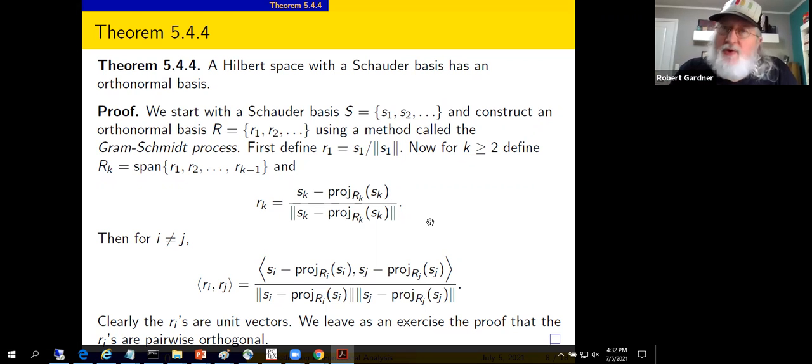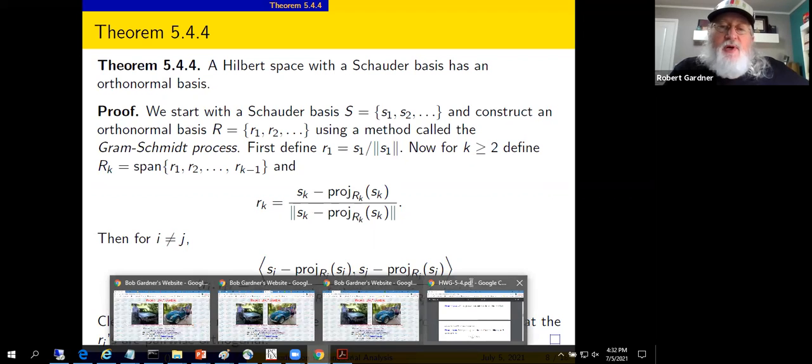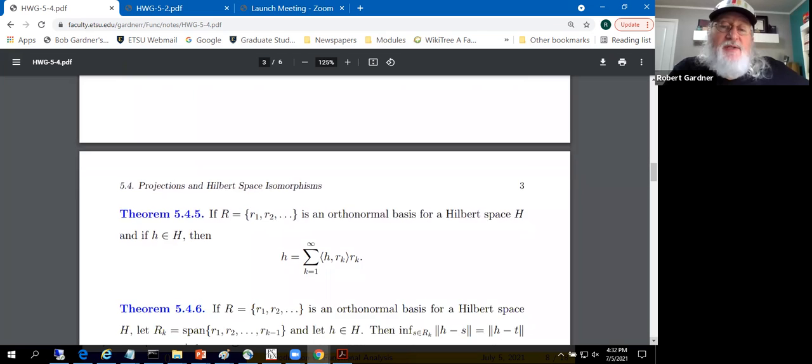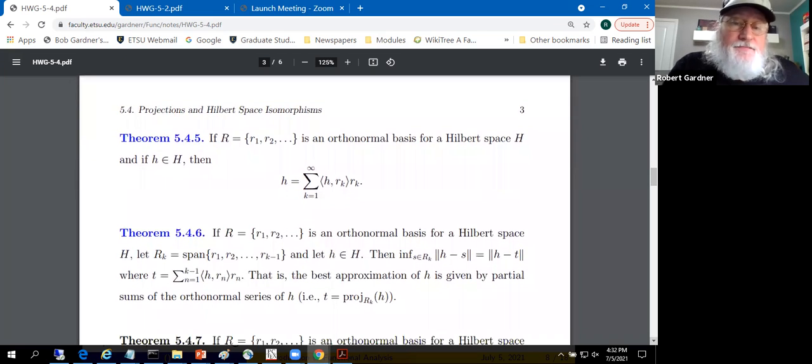Usual argument for the Gram-Schmidt process, but very much geometry, and we're getting all this geometry because we're in a Hilbert space with a Schauder basis. So things are really working out well in Hilbert spaces with Schauder bases. So the Gram-Schmidt process, just like in Rn, lets you produce an orthonormal basis from a regular old basis. A couple more results, then we'll take a break on the video.